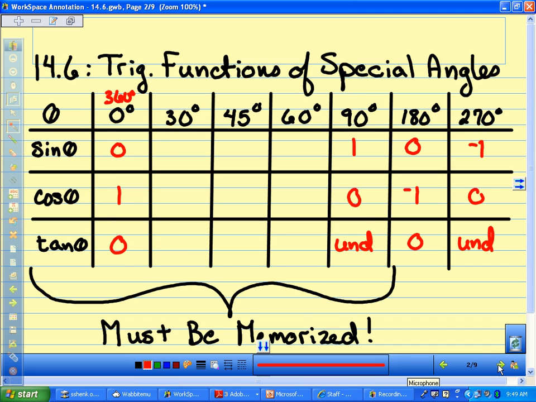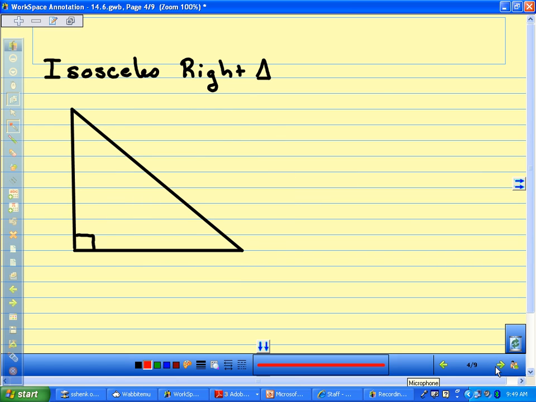Okay. Now the next one then, how are we going to take care of these 45s? Well, we're going to look at an isosceles right triangle. What does isosceles mean? Two sides are congruent. Well, if we're dealing with a right triangle, what are the two sides that have to be the congruent ones? The two legs are the ones that have to be congruent. Because the hypotenuse has to be the largest side. And can I have a side that would be the same as the hypotenuse? No, we couldn't.